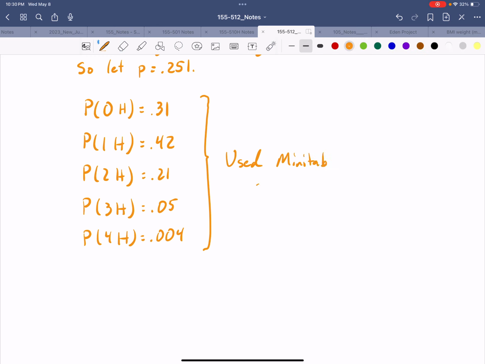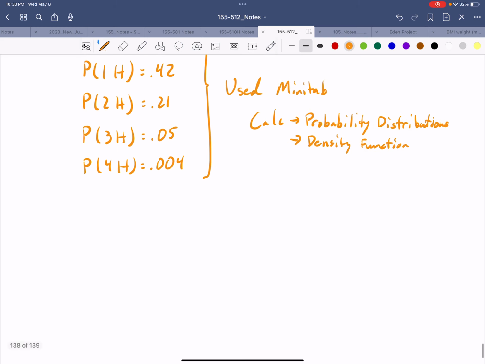All right, so just to be clear, this was calc, probability, distributions, and then density function. I think it may have been, yeah. Okay, so that's how we did it. Okay, now anyway, let's look at how he actually did.